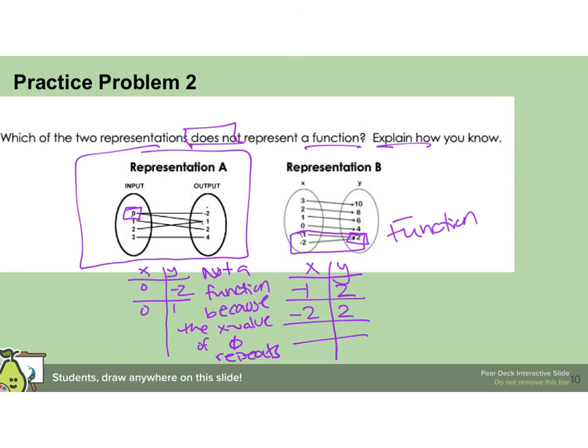It's already time for the exit ticket. You're going to need to know your definition, and then you're going to need to be able to identify some functions and give me your reason.